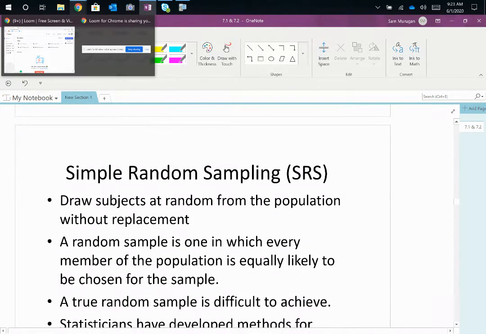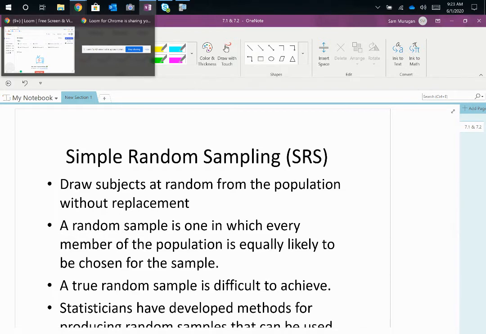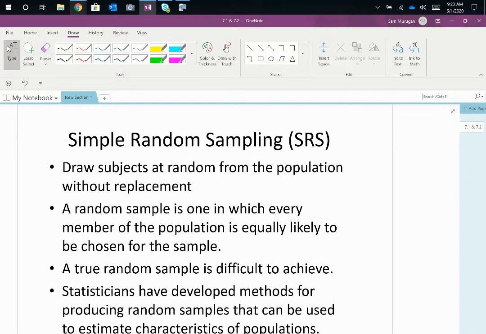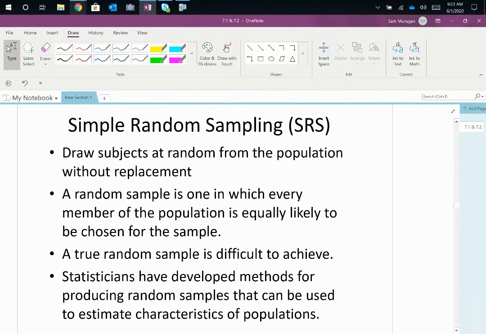And a process called simple random sampling, SRS, is used to draw objects at random from the population without replacement. Big deal here, without replacement. A random sample is one in which every member of the population is equally likely to be chosen for the sample. Equally likely. Everybody has an equal chance of being selected for the sample.